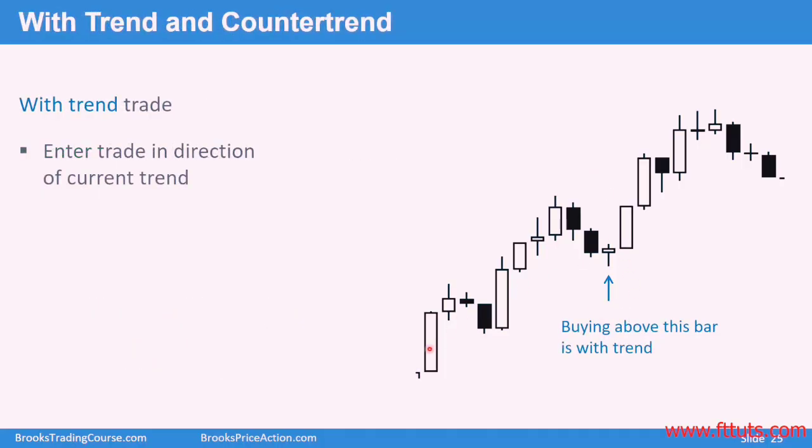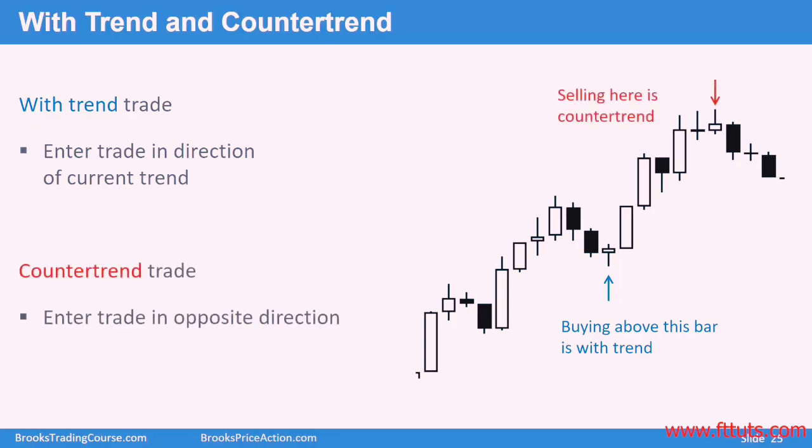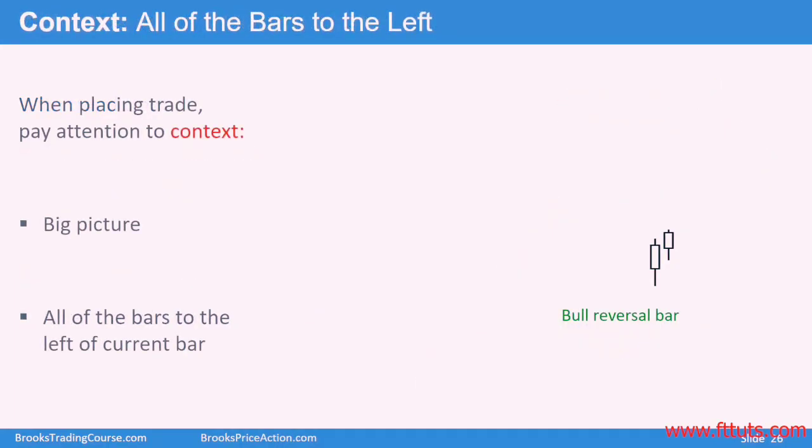So here's the signal bar. We're with the trend. We're trading in the direction of the trend. Buying above this bar is buying with trend. Counter trend means doing the opposite. For example, we have a bull trend, and if I'm selling below that bar right here, it's a counter trend trade. So I'm trading in the direction opposite to the trend.